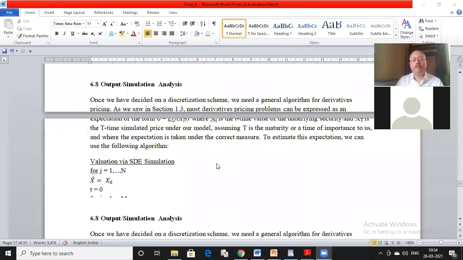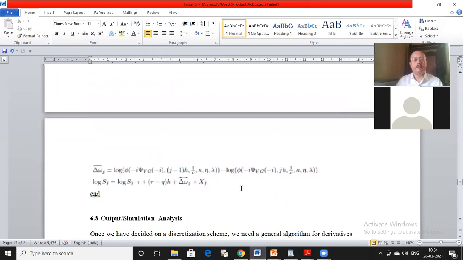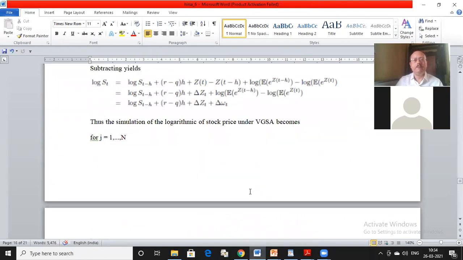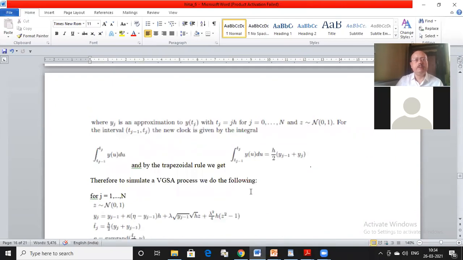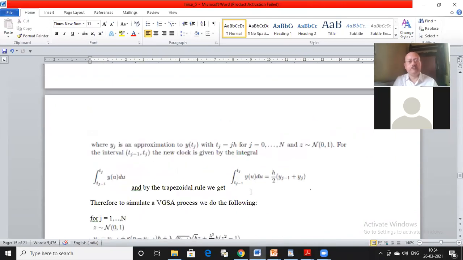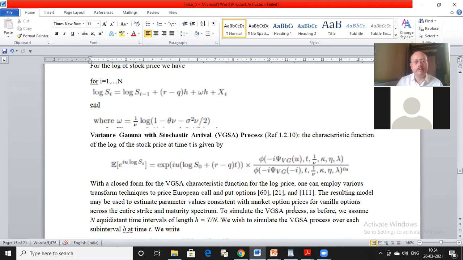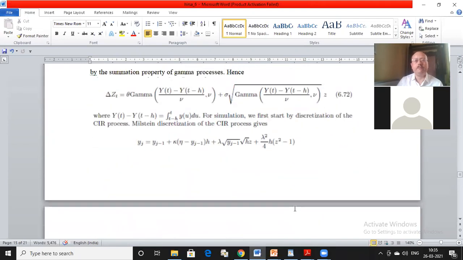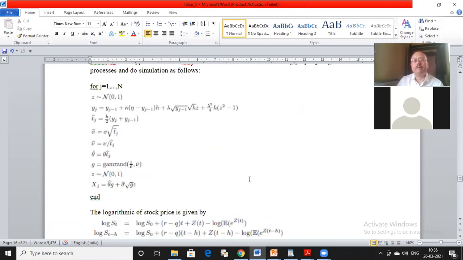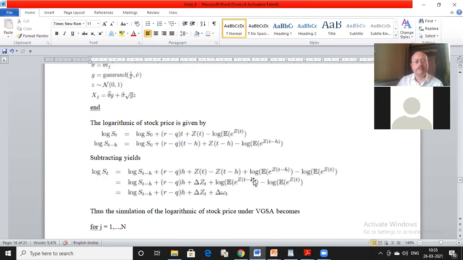So are there any questions regarding what we did in the last class? We have covered the different stochastic models and how to simulate them. In particular, we talked about the variance gamma models, which were reasonably involved, but are the schemes clear?